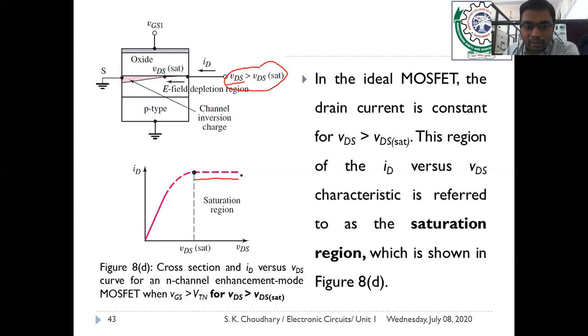And this particular region, when the drain to source voltage is larger than VDS sat, is called the saturation region. And this is the region where your MOSFET acts as an amplifier. We know that a MOSFET has two operations: either it works as a switch or it works as an amplifier. So in the saturation region, it acts as an amplifier. And before the saturation region, that is called the non-saturation region, here it acts as a switch.